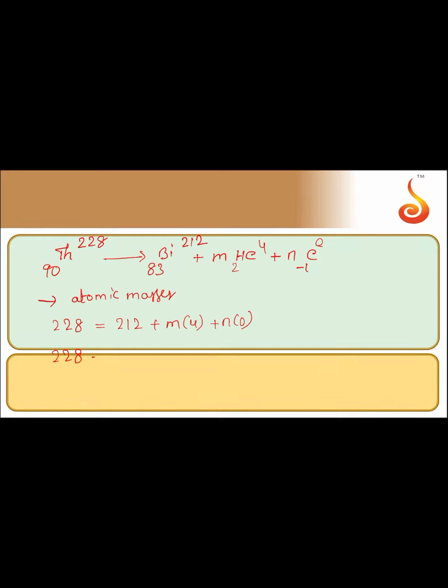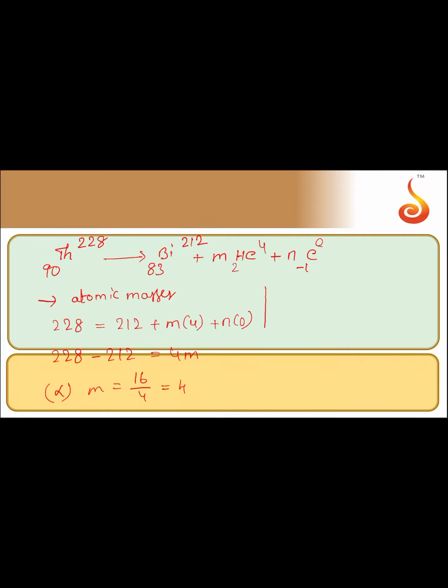228 minus 212 is equal to 4m. From this, m is equal to 228 minus 212. The difference here is 16. 16 by 4, so m is 4. So the number of alpha particles emitted is 4.